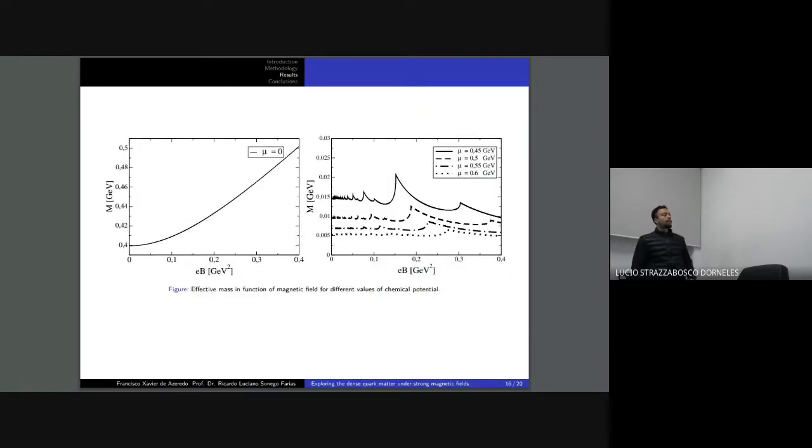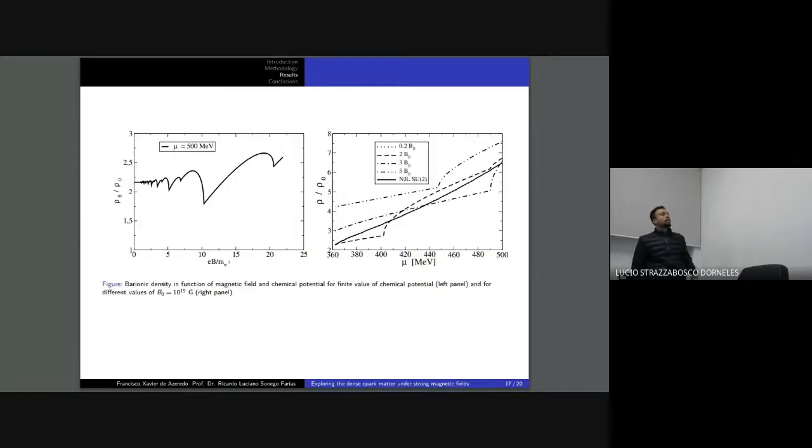Here on the left side, we have the effective mass as a function of the magnetic field for chemical potential equal to 0. We have the increase of the mass. This is called magnetic catalysis in the literature. And on the right side, we have the same case, but for finite values of chemical potential. We can see some oscillations, and these oscillations are called the de Haas-van Alphen effect in the literature.